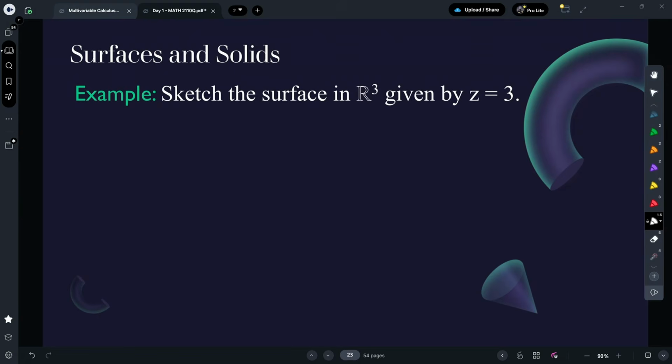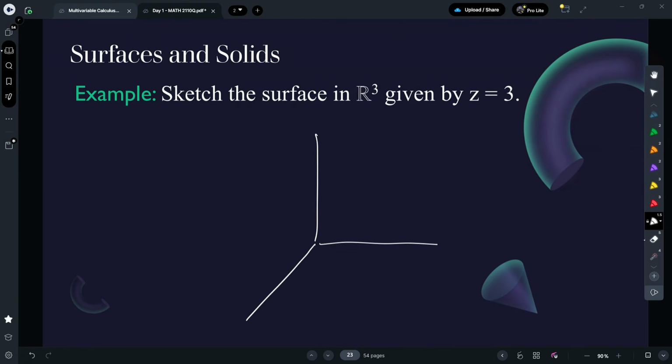Okay, so what kind of surface in R3 is given by z equals 3? Anyone? It's a plane. Can you describe it with your hands? It's like an infinite flat plane at z of 3. Yeah. We're going to do a lot of hand waving in this class just to describe what's happening, but that is exactly what it is. It's a plane that is going to be parallel to the xy plane.